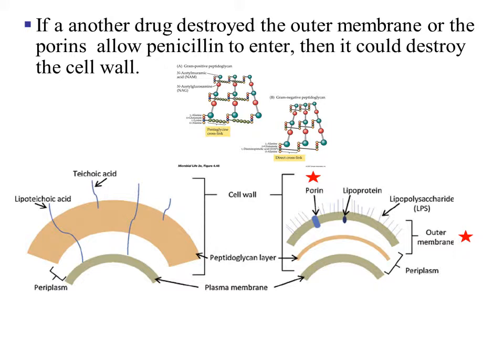But if another drug was to destroy the outer membrane, then the beta-lactam could get to the actual small peptidoglycan in gram-negative bacteria. Or if penicillin was allowed to come through a porin, a hole, a doorway, then penicillin, which is a beta-lactam, could destroy the cell wall.